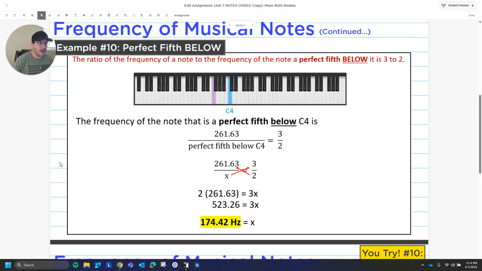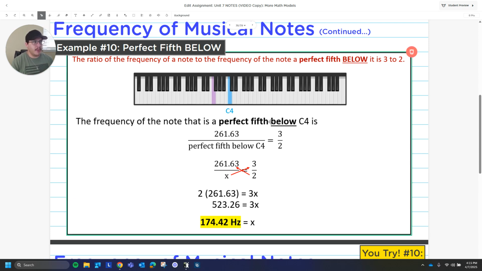So there are other frequencies that sound good together, not just the same note an octave up and below. There's something called a perfect fifth, which is the ratio 3 to 2. That ratio 3 to 2 is a frequency relationship that sounds a particular way to us. So the way we calculate the perfect fifth above or below is through a proportion. So you'll see what I mean in a bit.